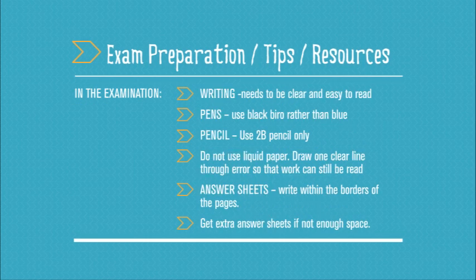Remember, your writing needs to be clear and easy to read. Let's make it easy on the markers. If you're going to use a pen, use a black biro rather than a blue because they scan up better. If you're going to draw your diagrams, use a 2B pencil. Try not to use liquid paper. Draw a clear line through an error so that your work can still be read because it can be marked. If you need more answer sheets, ask for them and write within the borders of the answer sheet only.